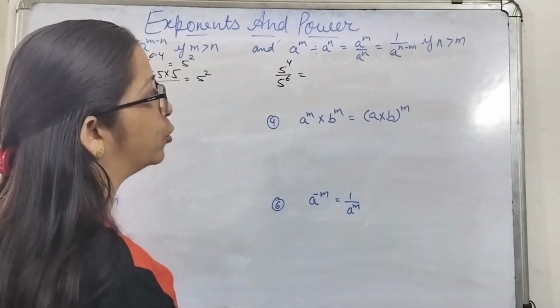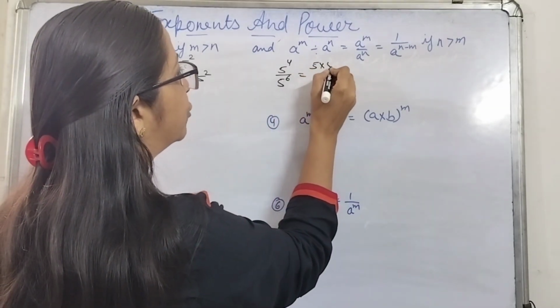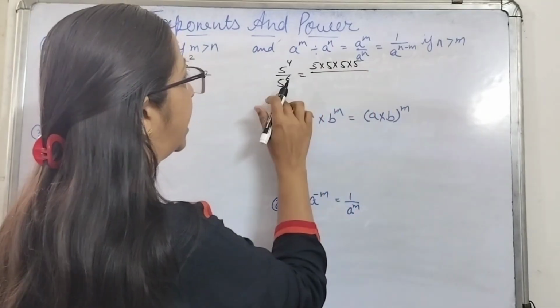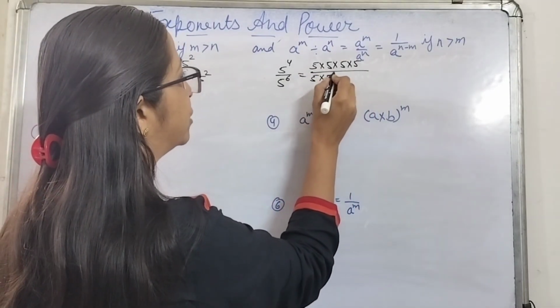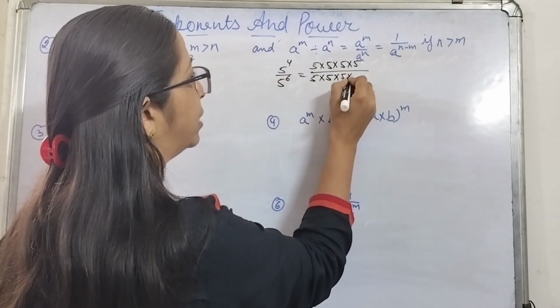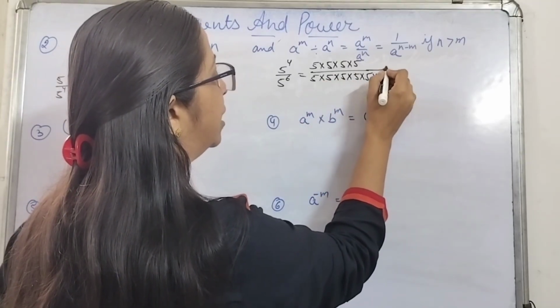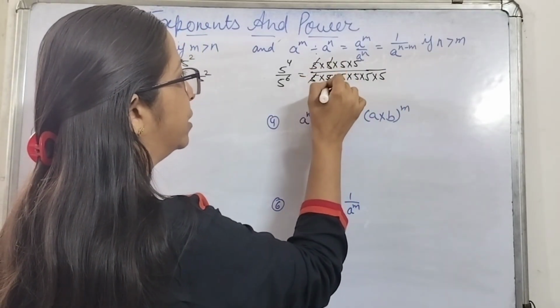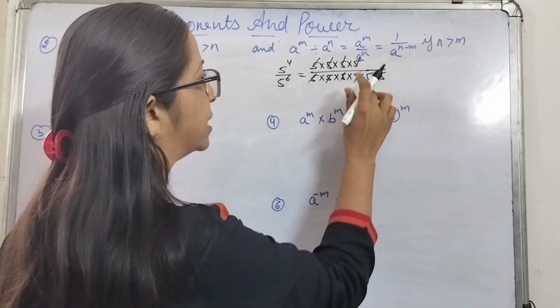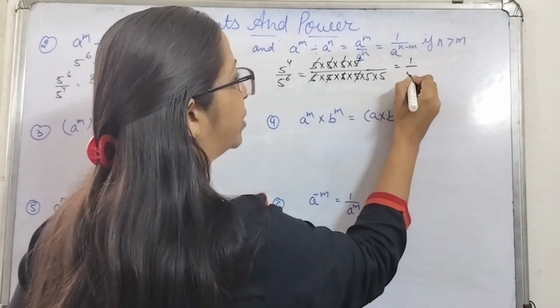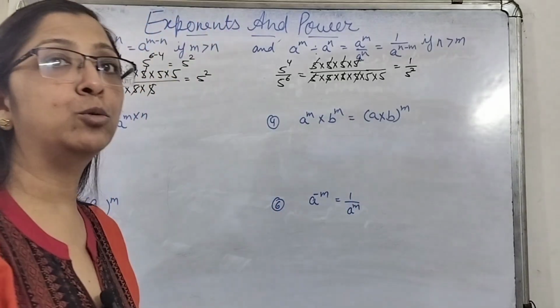5 raised to the power 4 could be written as 5 into 5 into 5 into 5. 5 raised to the power 4 it is, and in the denominator it is 5 raised to the power 6. So 5 is going to multiply your 6 times, 1 2 3 4 5 and 6 times. Now again we can cancel the 5s. 4 5s are cancelled. In the denominator, what is there? 1 upon 5 into 5. That means 1 upon 5 raised to the power 2 over here.